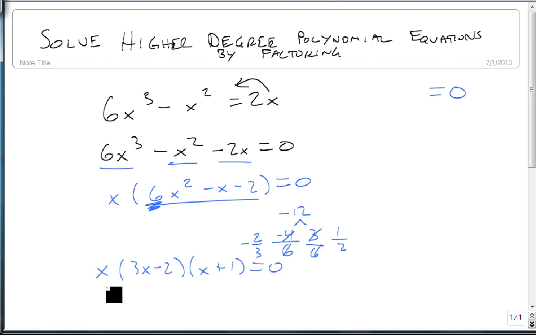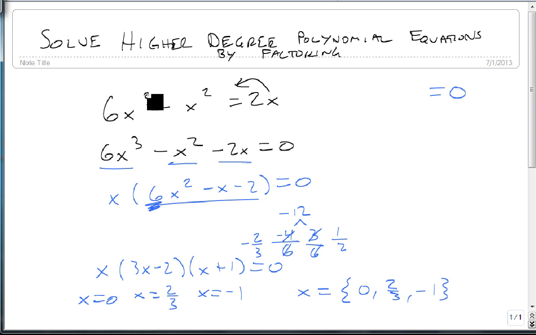Now I have three different factors equal to 0. When does x equal 0? Well, when x is 0. When does 3x minus 2 equal 0? That's positive 2/3. And when does x plus 1 equal 0? That's when x is negative 1. So my three answers are the set 0, 2/3, and negative 1.